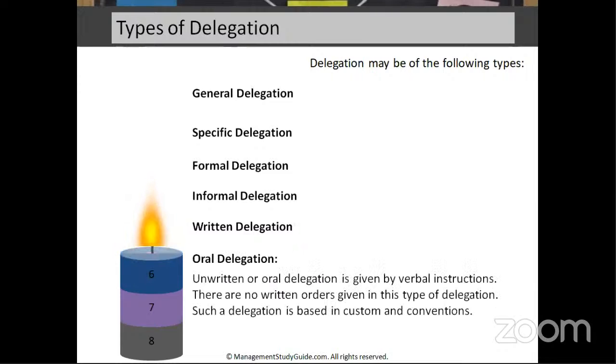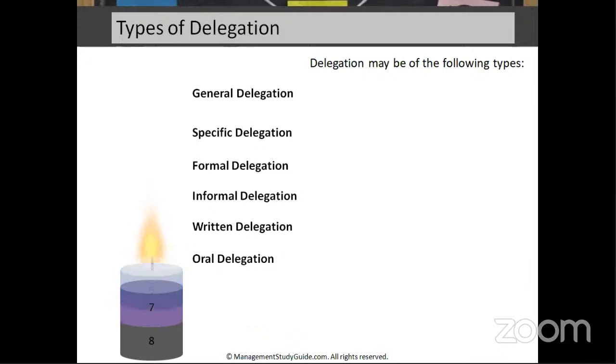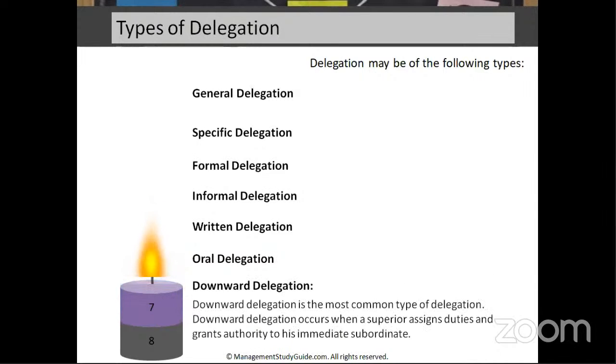Then you have the oral delegation. Unwritten or oral delegation is given by verbal instructions. There are no written orders given in this type of delegation. Such a delegation is based in custom and conventions. Then you have downward delegation. Downward delegation is the most common type of delegation. Downward delegation occurs when a superior assigns duties and grants authority to his immediate subordinate.